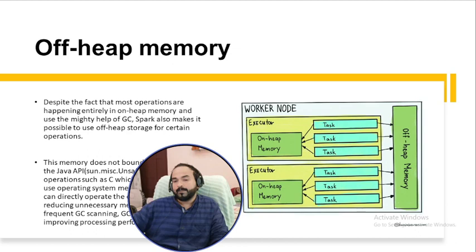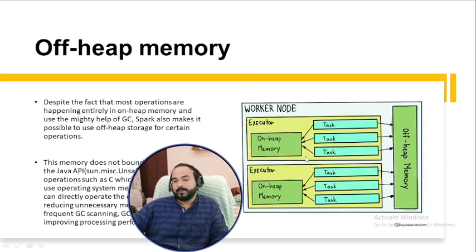Now in off-heap memory, this part we are going to cover. So here you can see what exactly off-heap memory is. Despite the fact that most operations happen entirely on heap memory, I told you that most operations will always be performed on heap memory, using the mighty help of GC, the garbage collector. Spark also makes it possible to use off-heap storage for certain operations, and this memory is not bound to GC.